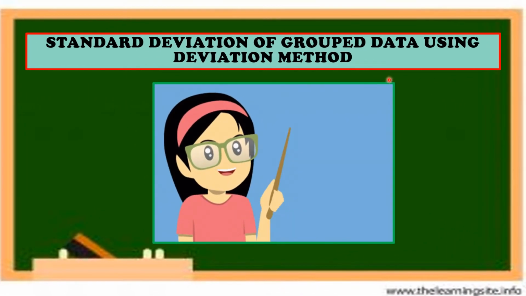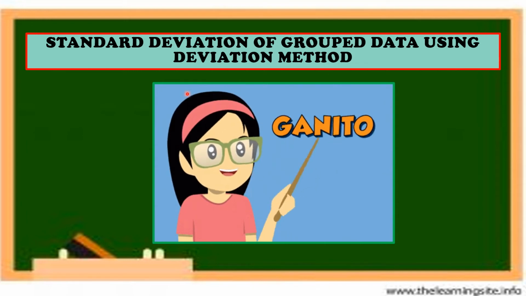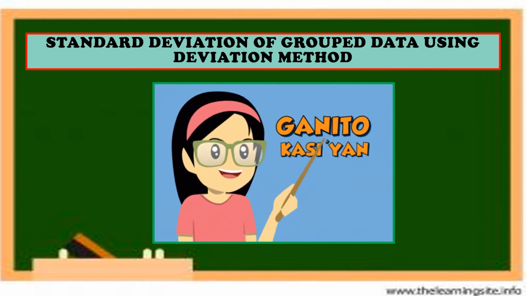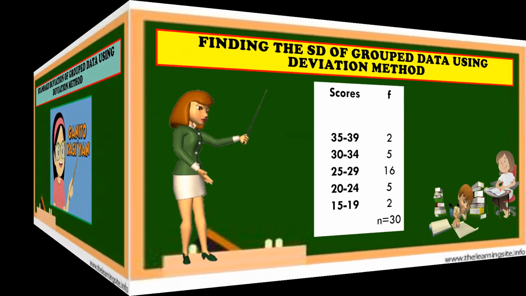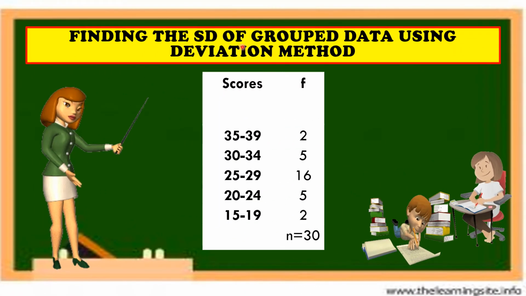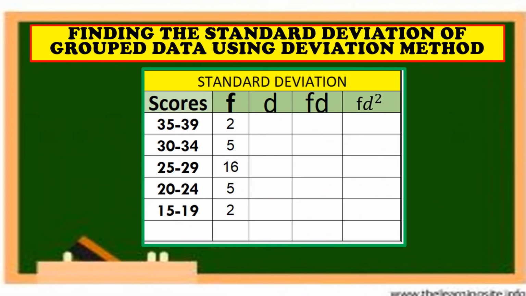Standard deviation of group data using the deviation method. So we will now find the standard deviation of group data using the deviation method. First, we will find d. So we'll start at the bottom.